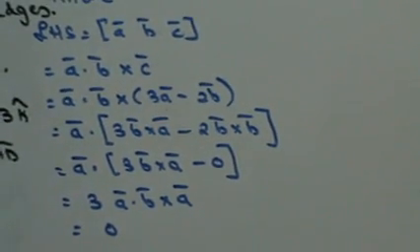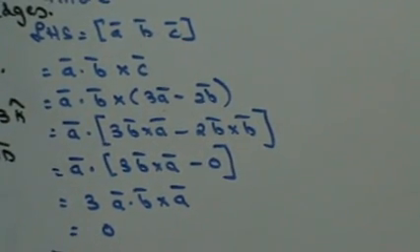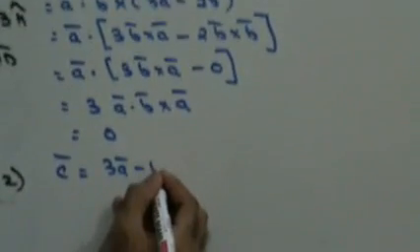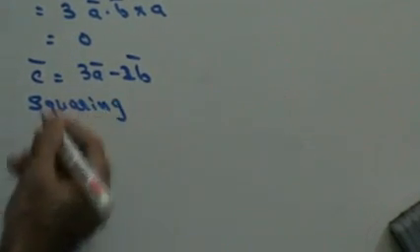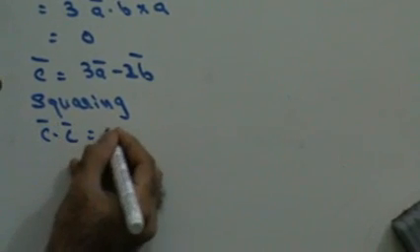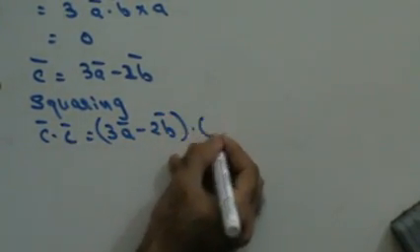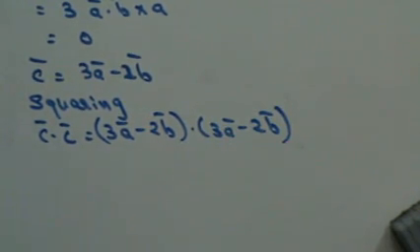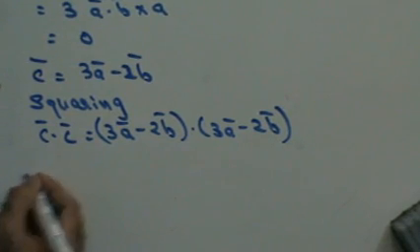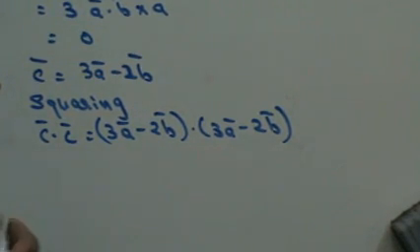Next, the second part of the sum. C vector is given to you as 3a vector minus 2b vector. Right? Squaring. If I square both the sides, then I'll get c vector dot c vector is 3a vector minus 2b vector dot 3a vector minus 2b vector. Right? So c vector dot c vector is magnitude of c vector the whole square, which is nothing but c square.